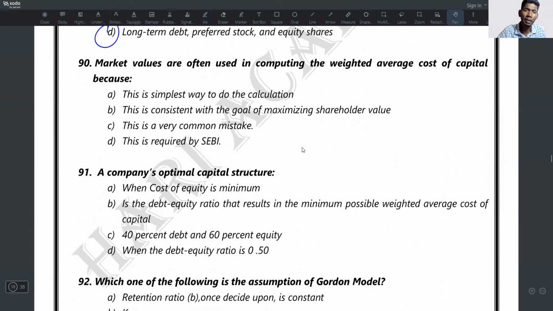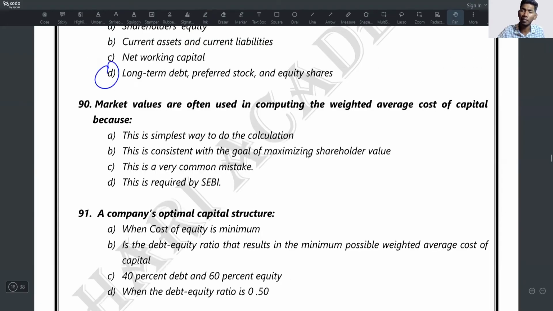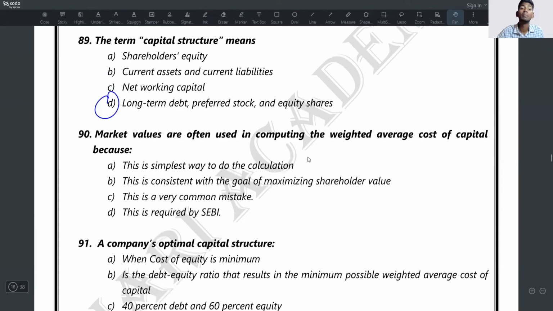So question number 90, market values are often used in computing the weighted average cost of capital because of what reason? Because this is consistent with the goal of maximizing shareholder value. This is not a very common mistake, as is required by nobody. So if someone asks whether it is book value or market value, which is easier to compute, definitely book value, right?